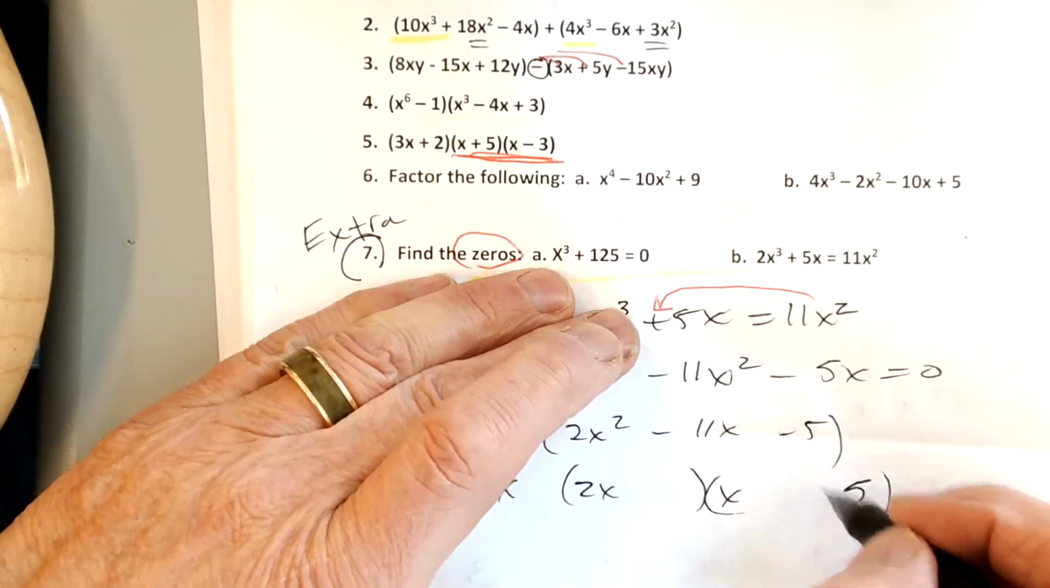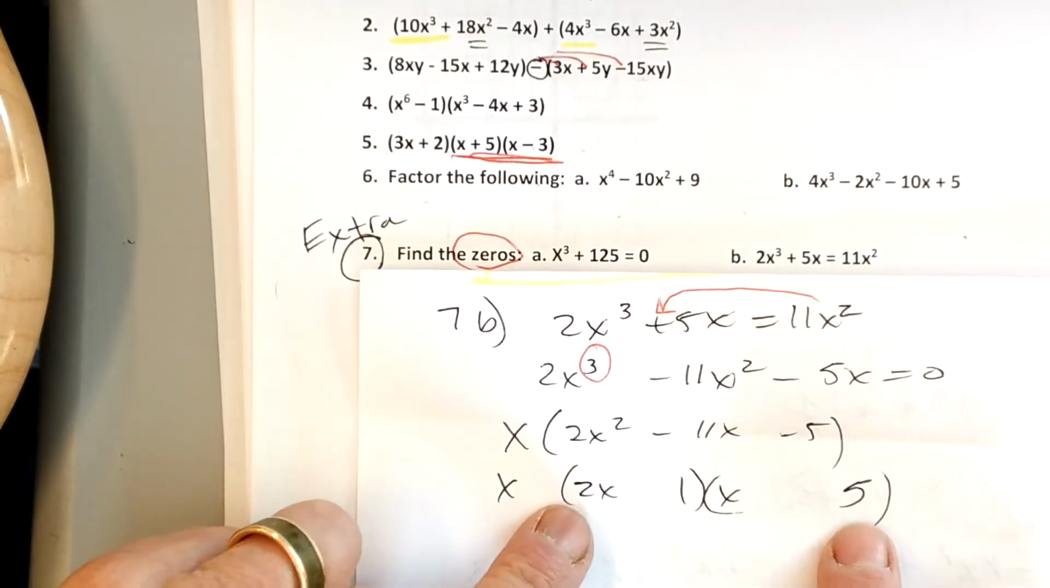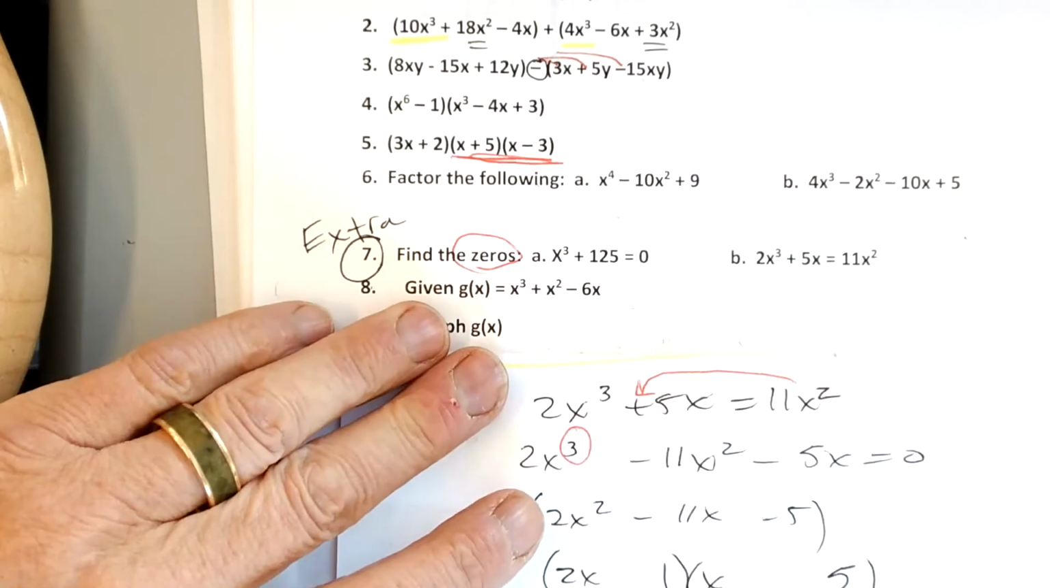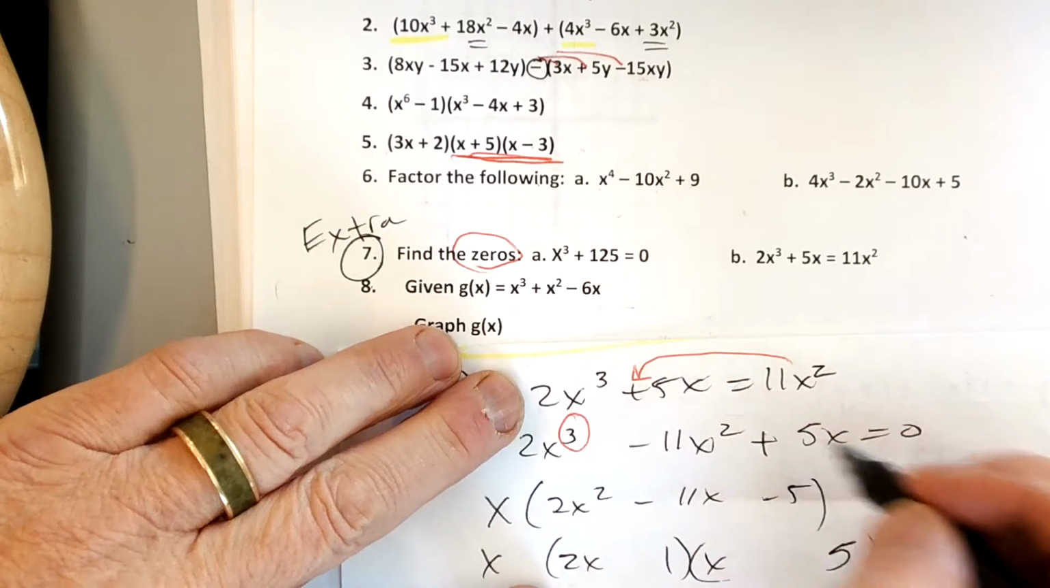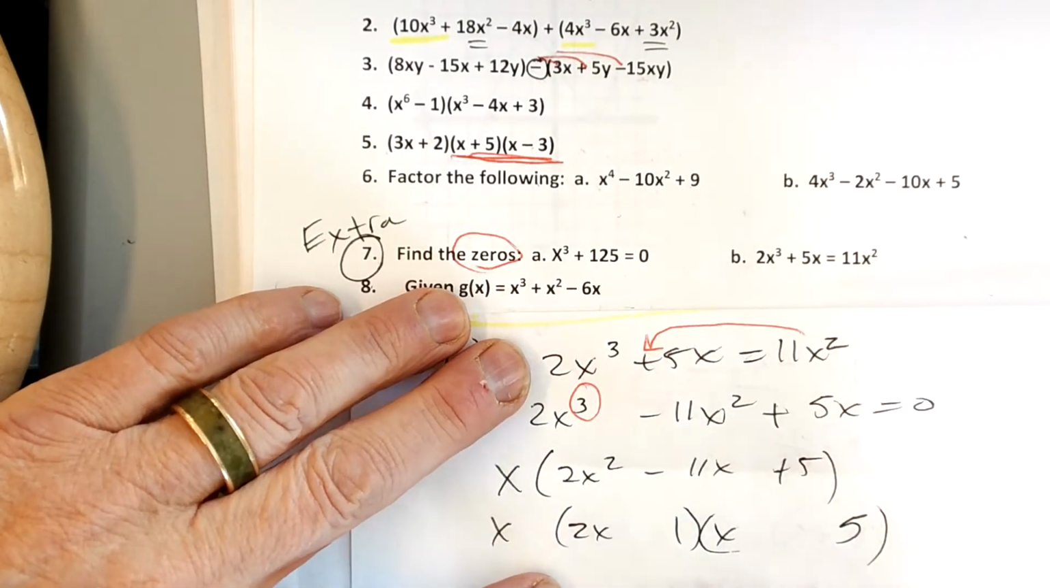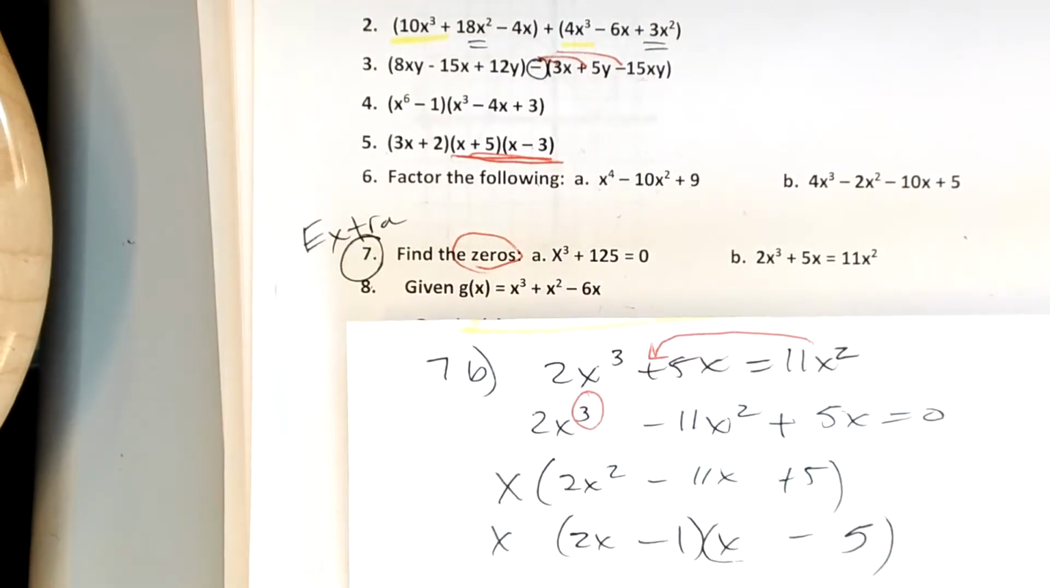So if I put the 5 here and the 1 here, there's my 10 and my 1. I need 11. Oh yeah, there's the positive. I knew there was something wrong with that. That is positive. So I need negative, negative. Oh, my bad. Fixed it.